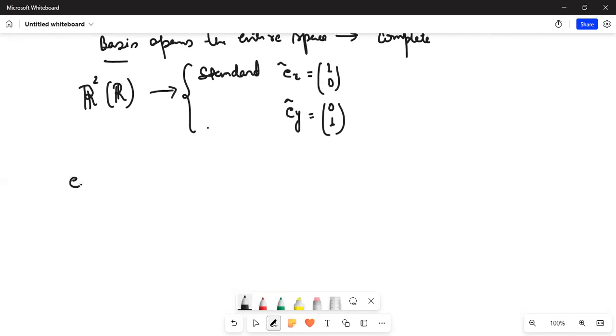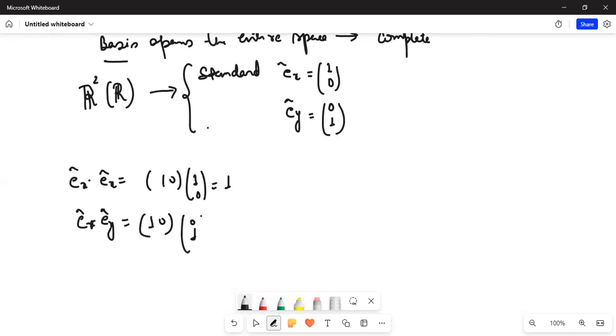It's quite easy to see that if I do ex dot ex, as I told you yesterday, when doing this scalar product I have to take the complex conjugate transpose, but right now these are real entries, so this is equal to 1. If I write ex dot ey, this will be 1 comma 0 with 0 comma 1, and you'll get 0. So clearly these two, ex and ey, form an orthonormal set of vectors.